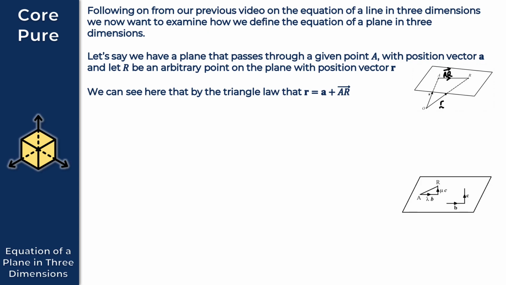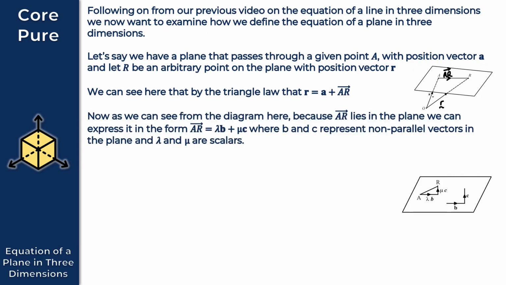I've also got this second diagram here. So why is this second diagram relevant? Well, as we can see from this diagram, the vector AR simply lies in the plane. So we can express the vector AR in this form: the vector AR is equal to lambda B plus mu C, where B and C represent non-parallel vectors in the plane, and lambda and mu are simply scalars. So the position vector R for the plane can be denoted as follows: R is equal to the position vector A plus lambda B plus mu C.